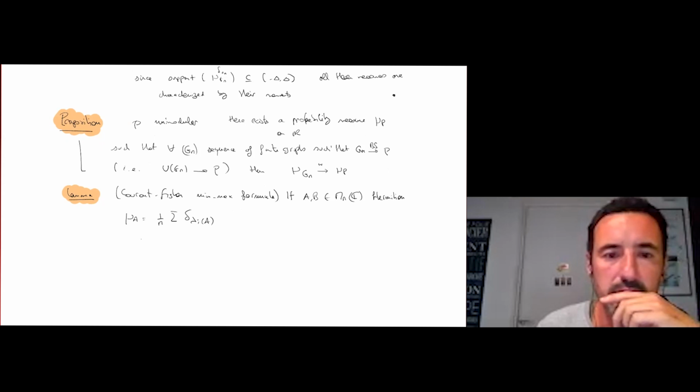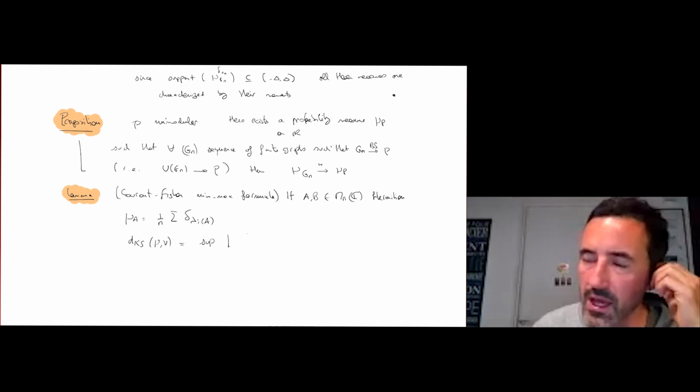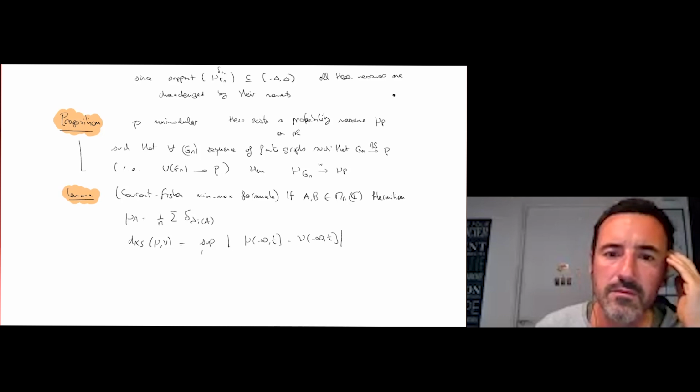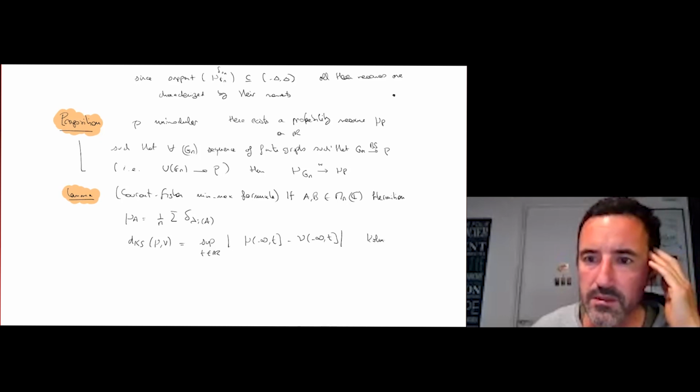and you define the Kolmogorov distance of two probability measures, which is classically defined as the supremum of the L infinity norm of their distribution function. So this is the Kolmogorov distance.